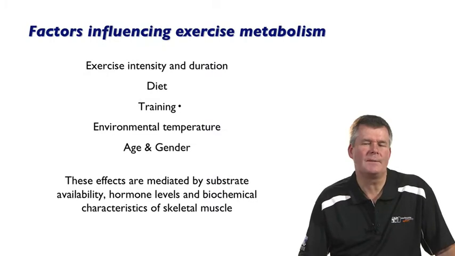Increases in environmental temperature tend to increase the rate of carbohydrate use, and age and gender can also influence the relative contribution of carbohydrate and fat. It's generally thought that females rely more on fat during exercise, and this appears to be related to the sex hormone estrogen. And these effects are mediated by substrate availability, hormone levels, and the biochemical characteristics of the skeletal muscle, which determine its ability to oxidize fat and carbohydrate.